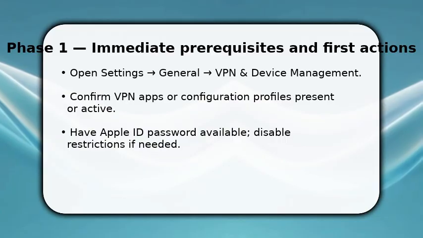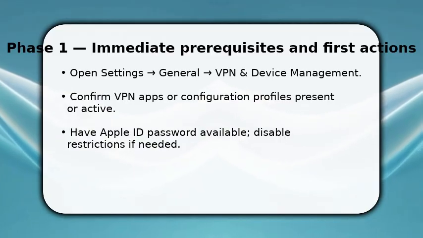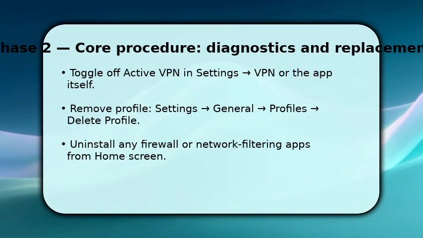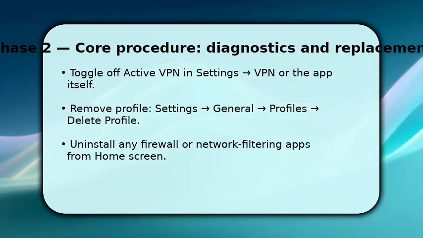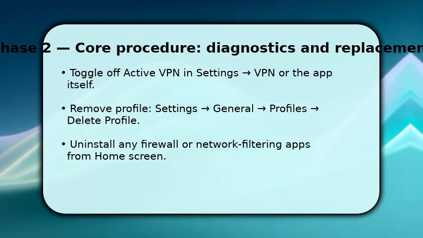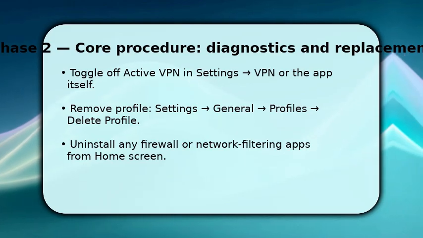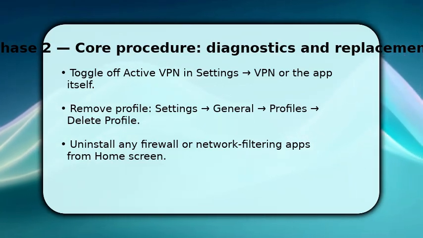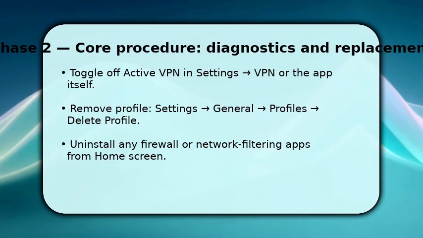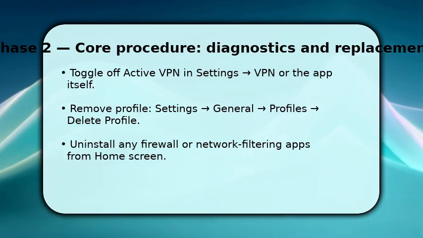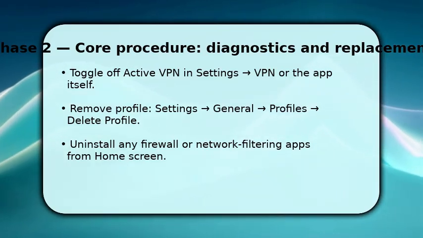Now you disable the service that's filtering connections. If a VPN is active, open Settings, then VPN, and toggle it off, or quit and uninstall the VPN app. This immediately stops routing through that filter. For a configuration profile, tap it in General, then VPN and Device Management, and choose Delete Profile. You'll need your device passcode or Apple ID.